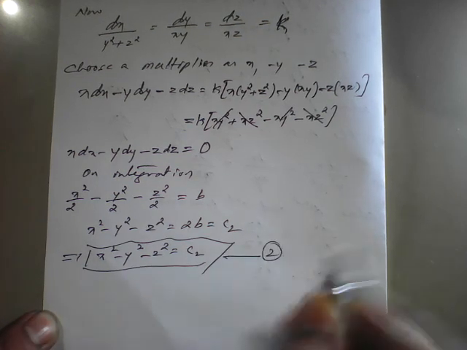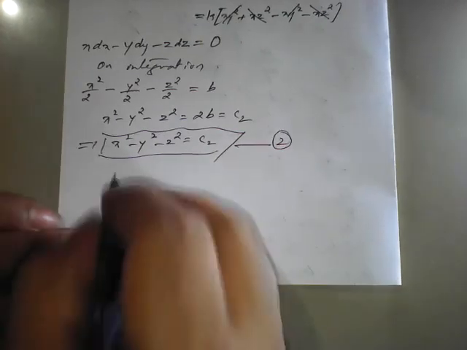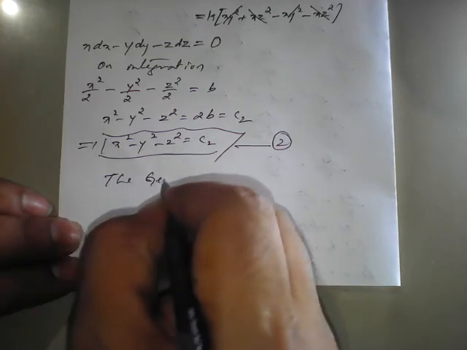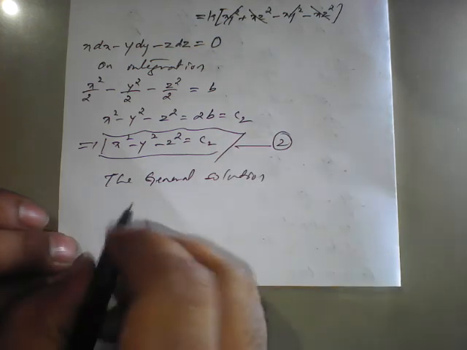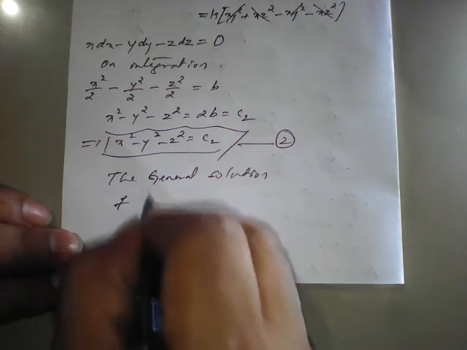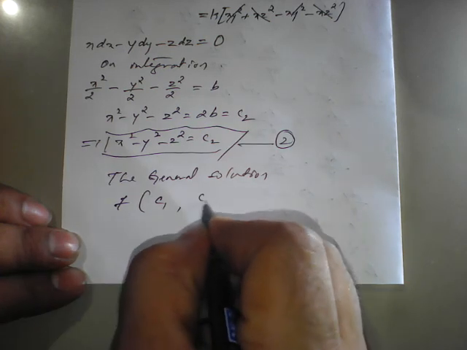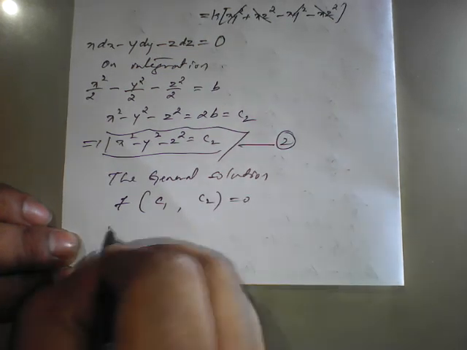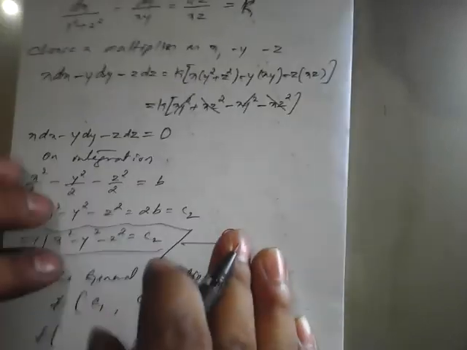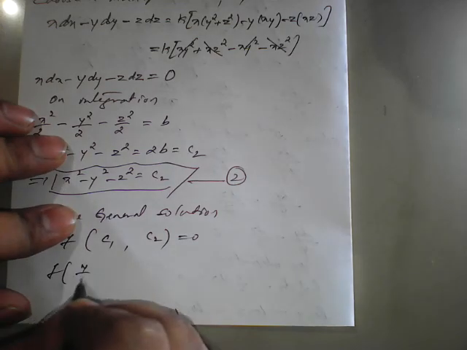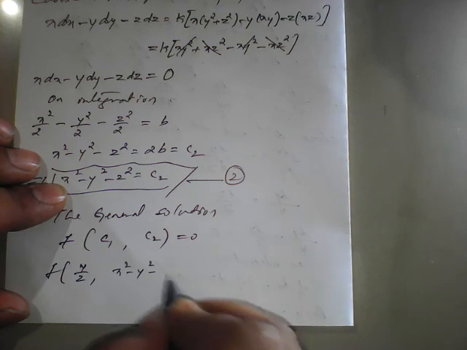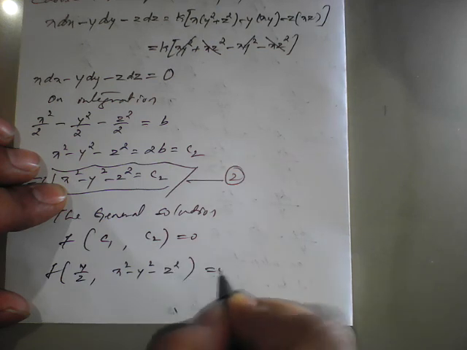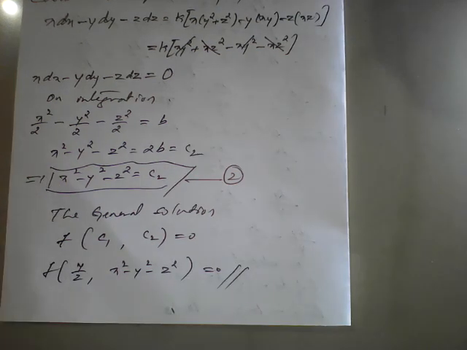Give equation number 2. So therefore the general solution is f of c1 comma c2 equal to 0. So c1 we got y upon z, and c2 we got x square minus y square minus z square. So in this way we have to complete the problems here.